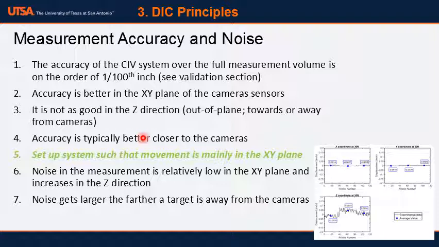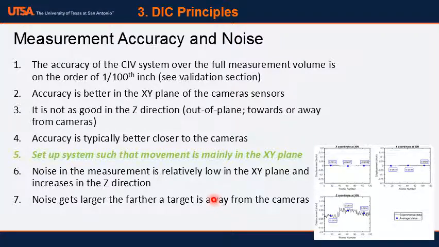Now the bridge, as it goes down and up, that movement is essentially in the Z direction, so in the out-of-plane direction, and you'll get higher noise and slightly worse accuracy. And that's what this figure shows when we did an experiment at 30 feet with a different calibration. You'll see the noise levels are pretty low in the X and Y direction, but in the Z direction, the noise can be quite a bit larger.